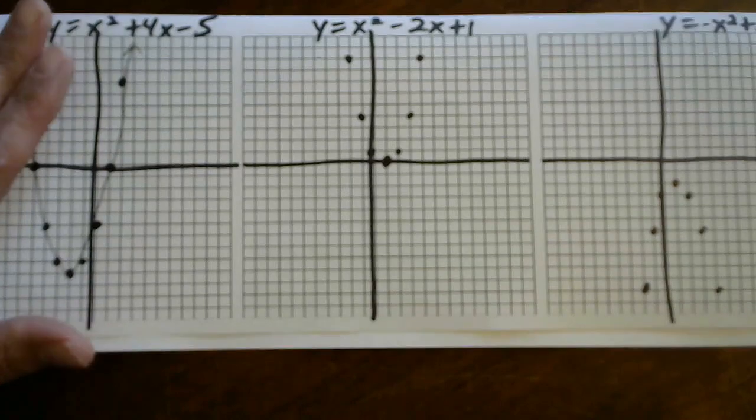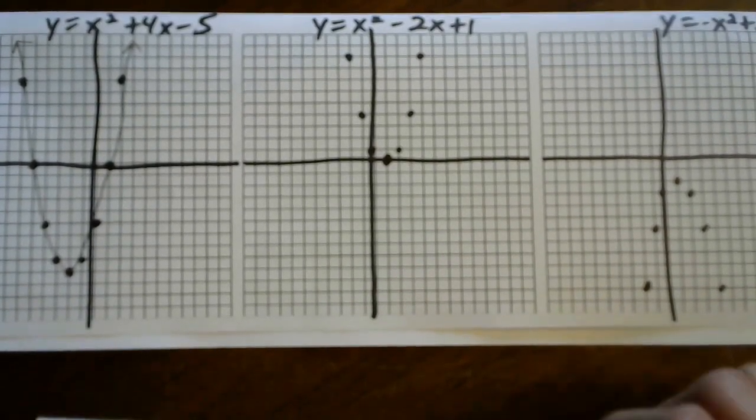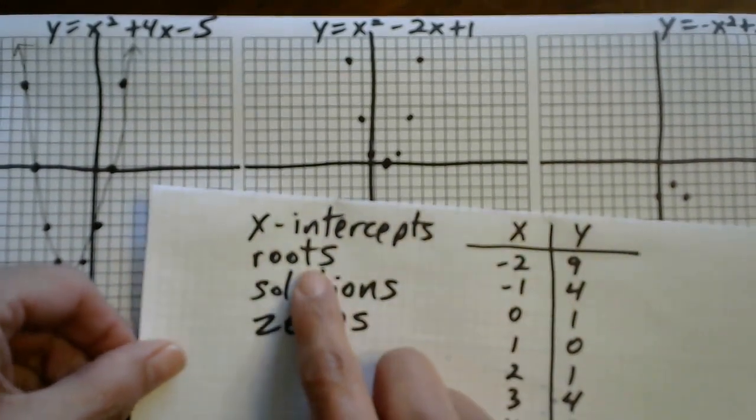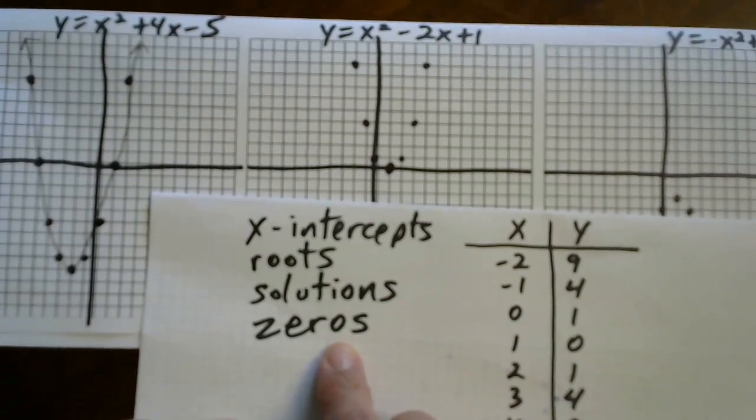We have several words that we use to talk about that. We not only say x-intercepts, but we also call them roots, solutions, and we call them zeros of the function.